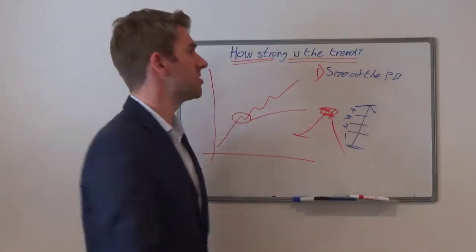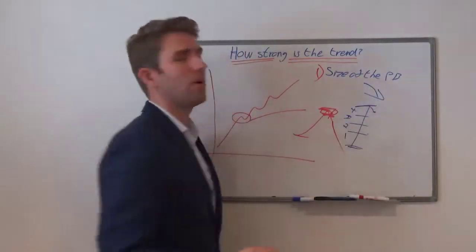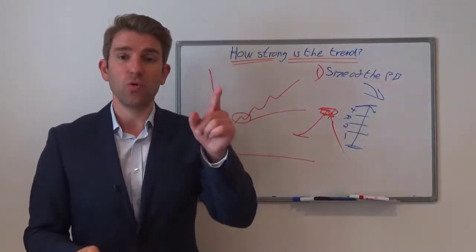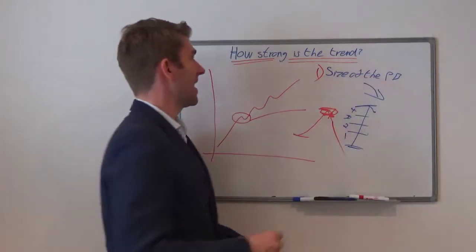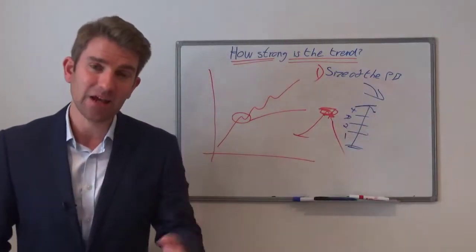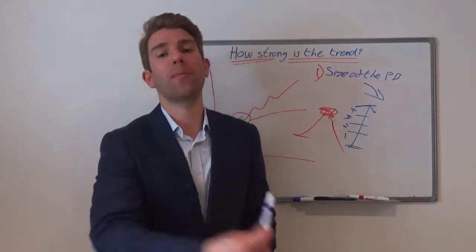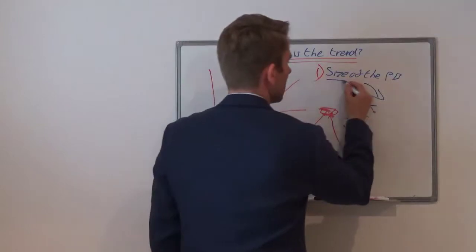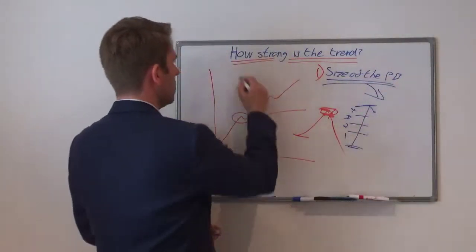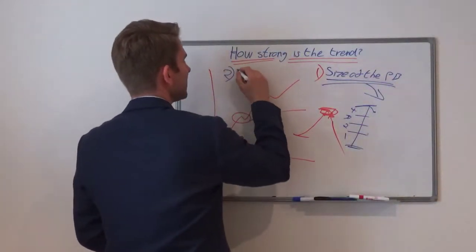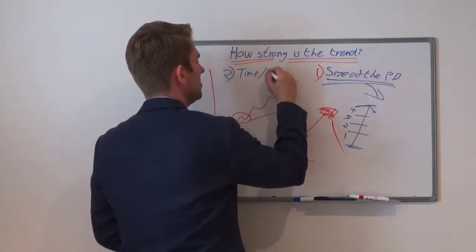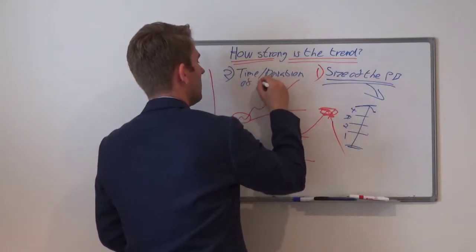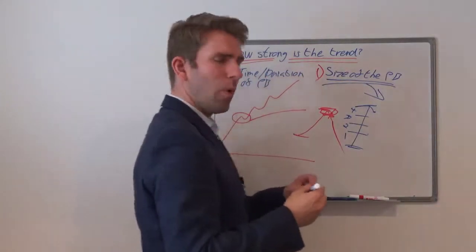Now, there's another phase to it, isn't there? That's all very well and good, but we need another phase. The other phase that we're looking at is how quickly the buyers now step back up to the plate to get the trend going again. So the first one is the size of the pullback. The second one, number 2, is the time or duration of the pullback.